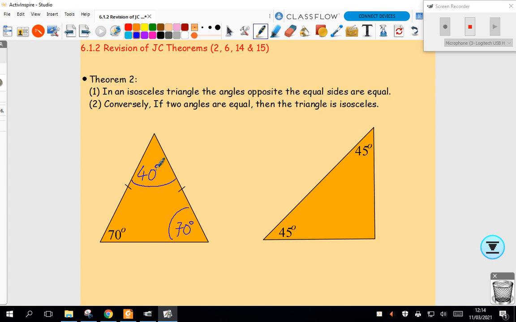Conversely, if 2 angles are equal, then the triangle is isosceles. So we've got the pair of equal angles in here. That means the triangle is isosceles. Notice that's got to be a right angle because of the triangle sum theorem, which says 3 internal angles have to add to 180. The sides opposite those equal angles are equal, so I'm putting in tick marks to demonstrate that. That's theorem 2.